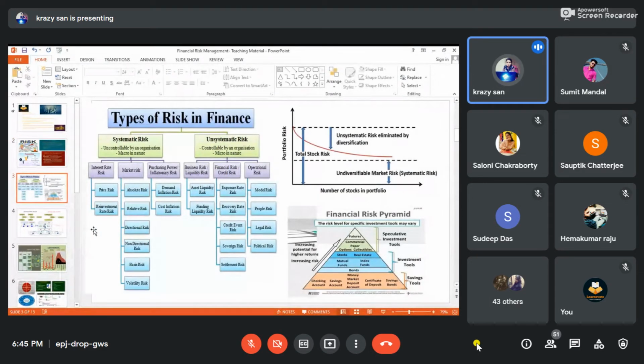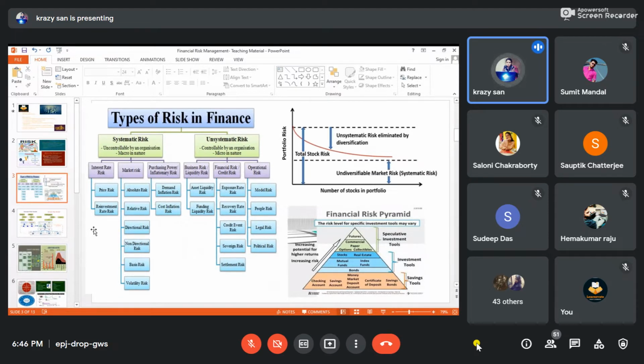Now, when it comes to the types of risk in finance, there are two categories: systematic risk and unsystematic risk. Systematic risk is uncontrollable by an organization, macro in nature. Unsystematic risk is controllable by an organization, micro in nature. So systematic risk is uncontrollable by whom? The investors or the company owners or the organization, like interest rate, market risk, reinvestment risk, directional risk, non-directional risks, basis risk, and volatility. These are out of control of a business organization, a business person.